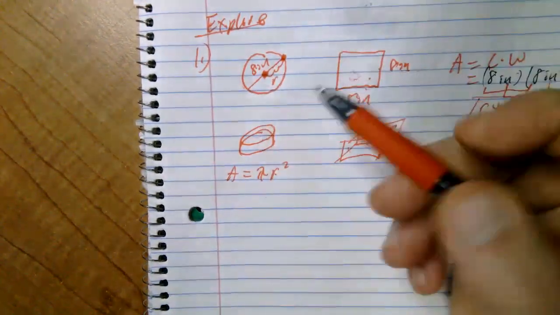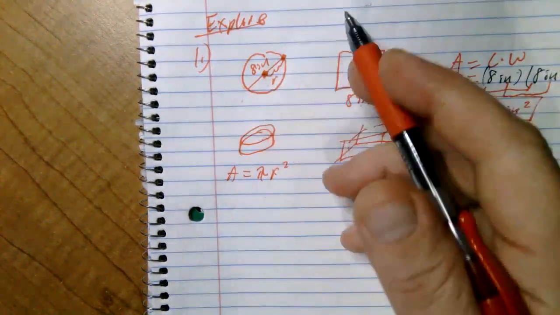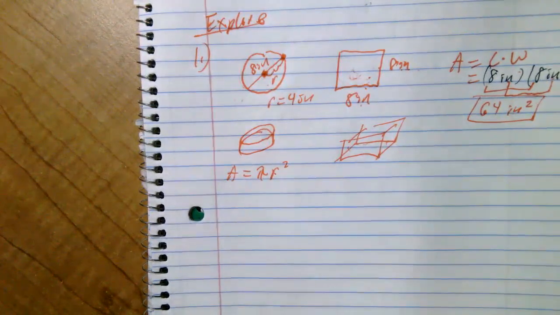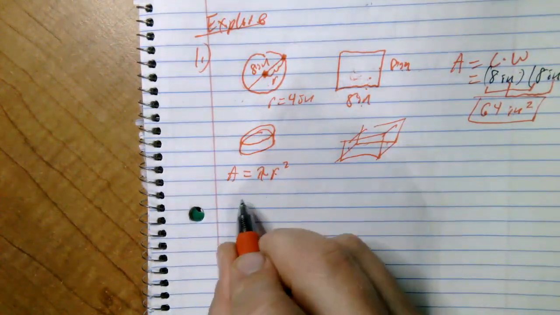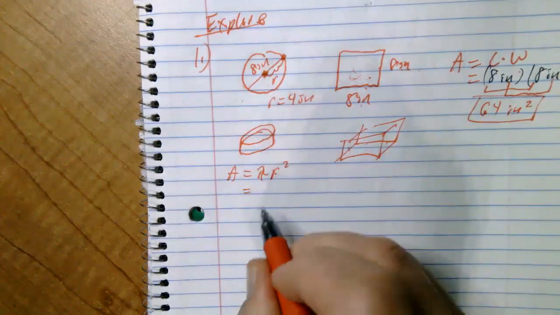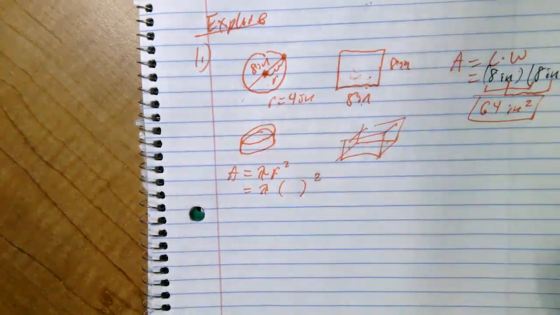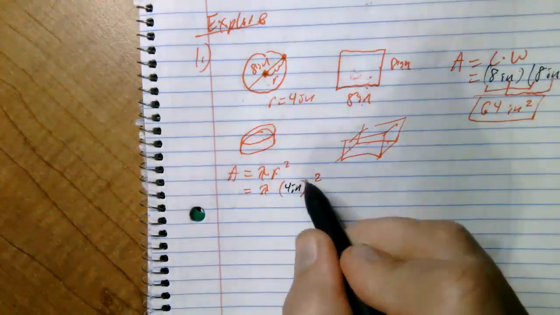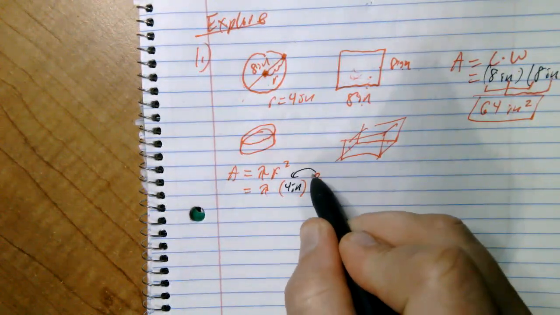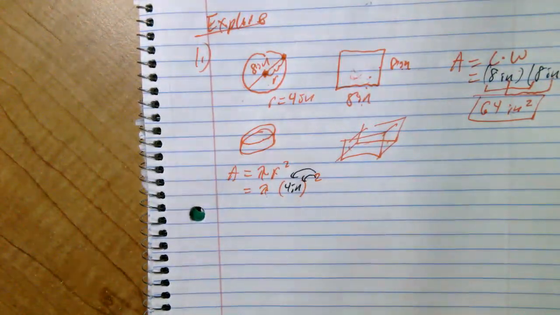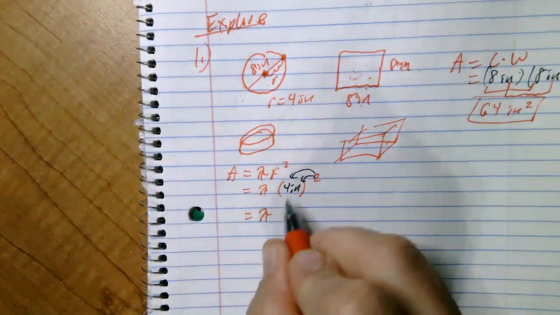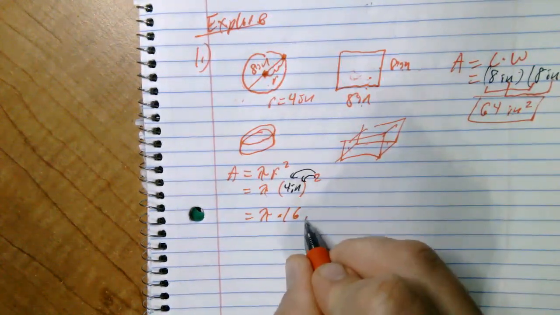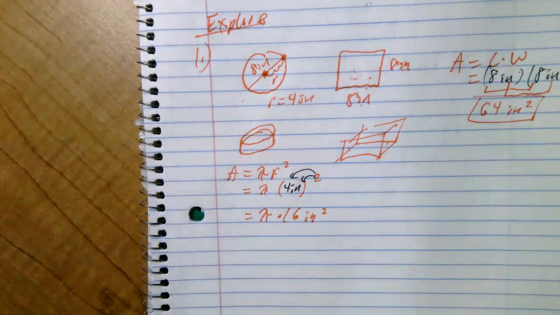So this would be r. But they told me my pan was 8 inches. If it's 8 inches all the way across, the radius would only be 4 inches. Again, not just 4, but 4 inches. So the area of the base of the pan would be pi times the radius squared, but here we're talking about 4 inches, which means the square is acting not only on the 4 but also on the inches. So this is pi times 4 squared, which is 4 times 4, or 16, and the inches are squared, because the squared is acting on the inches.